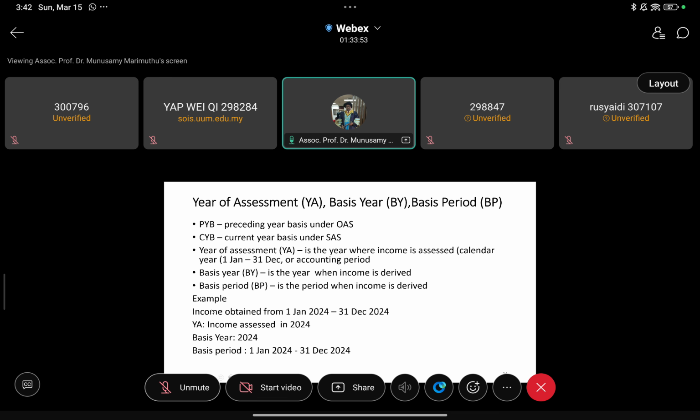Actually, year of assessment and basis year are the same. Of course, here you can see year of assessment, income assessed. Basis year means the year that you receive the income. Look at this. The year when the income is received is the year when the income is assessed. Income derived, only then can you assess. Period means the period that you receive the income.